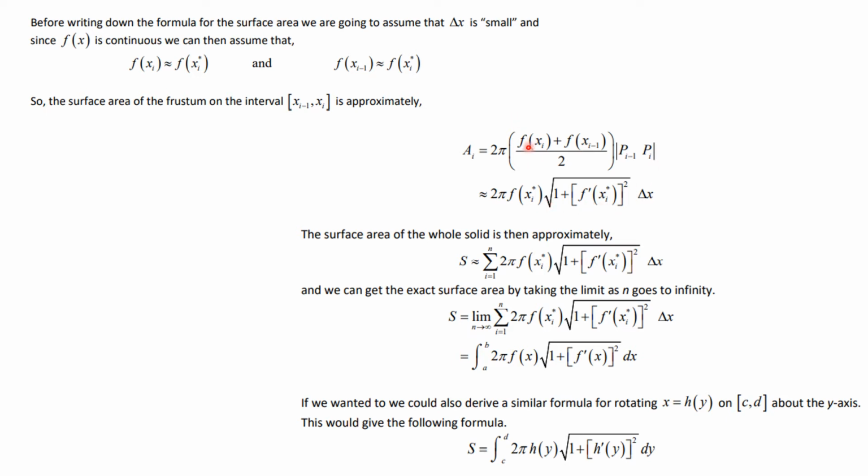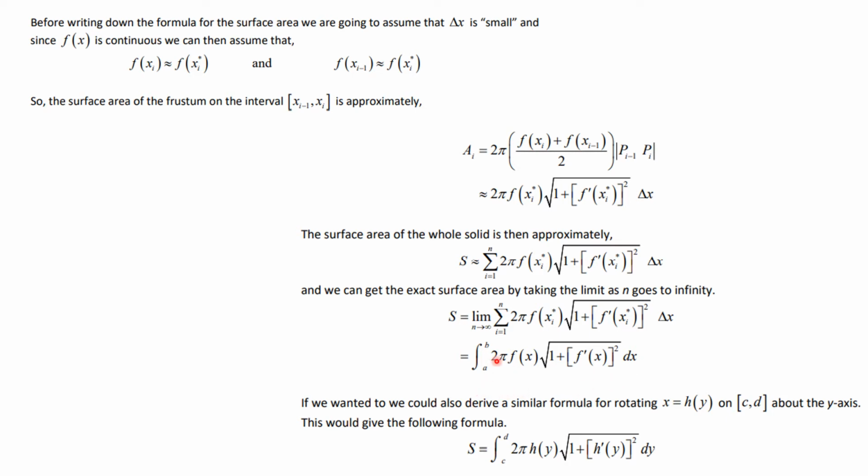And here we're going to say, since f of xi is almost the same thing as f of xi minus 1, we call them both the same, and we said there's 2 of them divided by 2, so those cancel, and we get this expression. Now the surface area of the whole thing is approximated by the sum of these, as n goes from 1 to n. And to get the exact surface area, we take the limit as n goes to infinity, and it ends up being this expression.